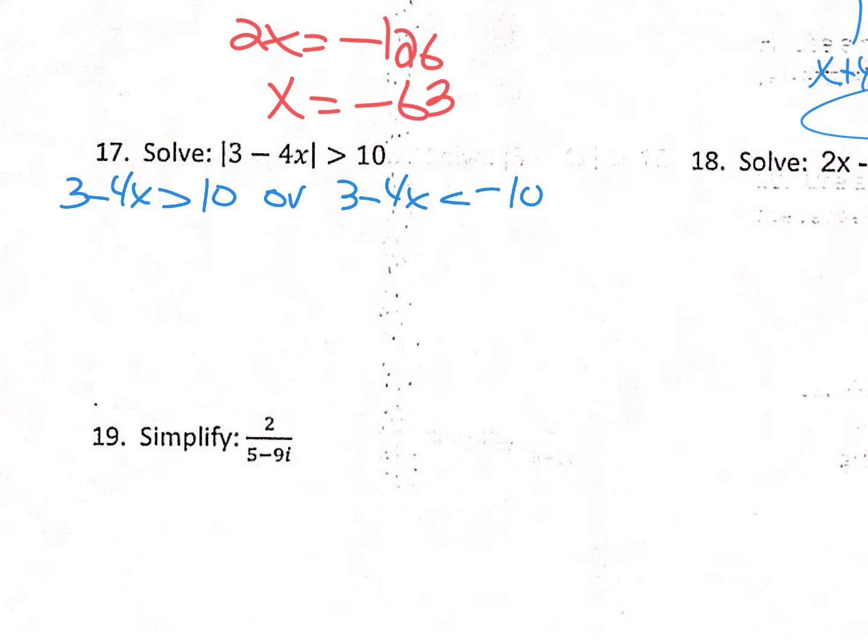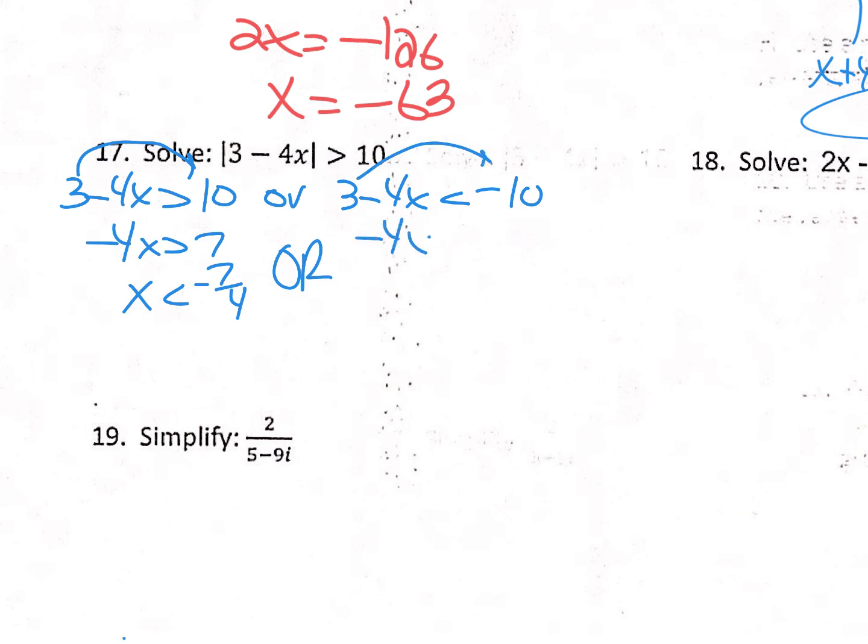Now you just have to solve both inequalities. Move the 3 over, you get negative 4x is greater than 7. Be careful here, I'm dividing by negative 4, which means that sign flips in the middle. Or do this side. Move the 3 over, you get negative 13. Divide by negative 4, be careful, flip the sign, also negative by negative is a positive.